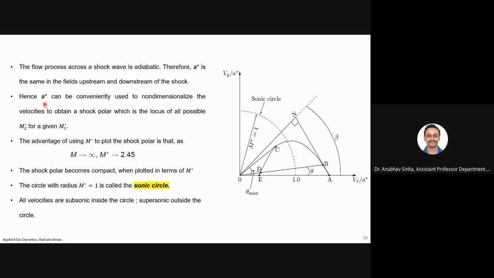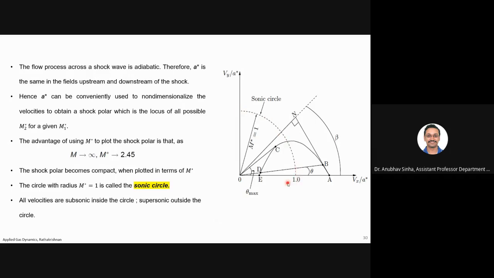I think I also talked about some clarification which I will send you. So we can use A star to non-dimensionalize. Instead of writing Vx and Vy, I can write Vx by A star, Vy by A star. So basically it becomes non-dimensional. Once it becomes non-dimensional, for a choking condition where Mach number is 1, it will be on this circle, and your V by A star will become 1. This is called the sonic circle.